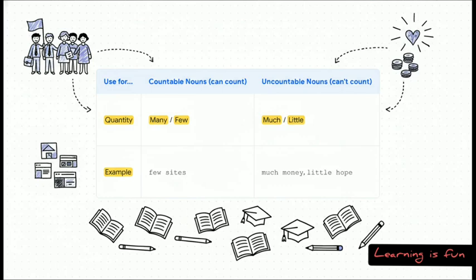This is a really quick but important point. If you can count something, like one student, two students, three students, it's countable. So you use many or few. But if you can't count it, you can't say one money or two hopes, it's uncountable. And for those, you use much or little.